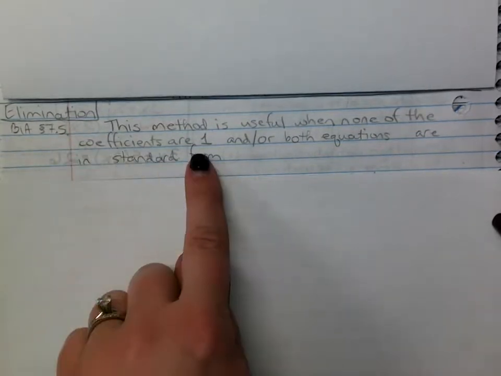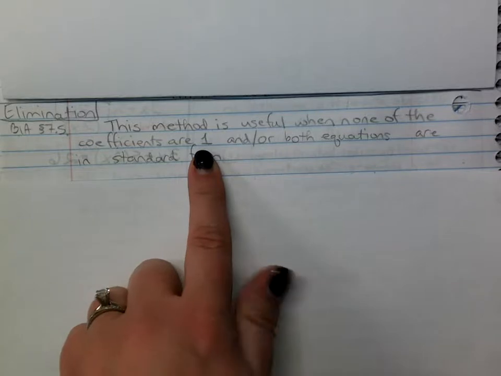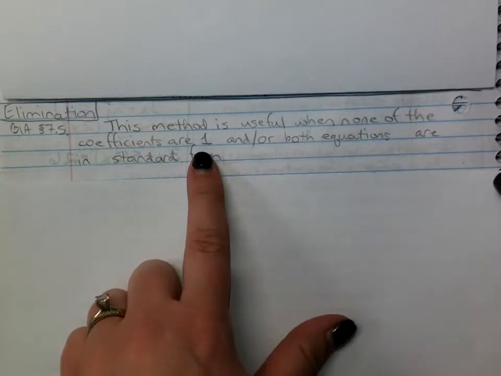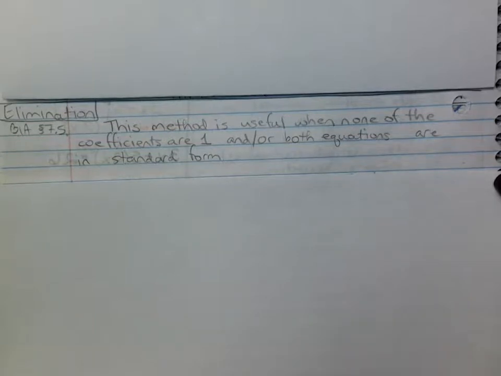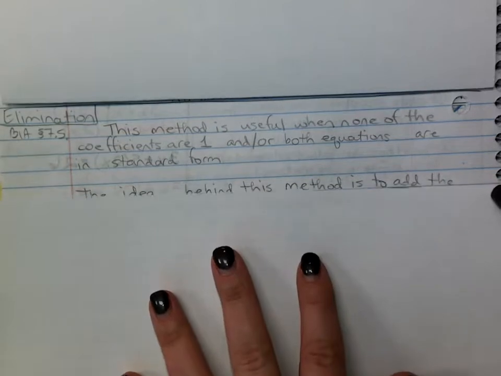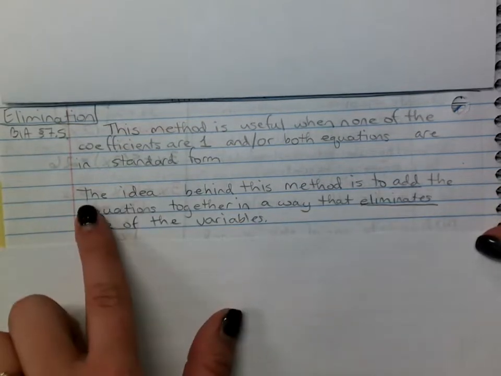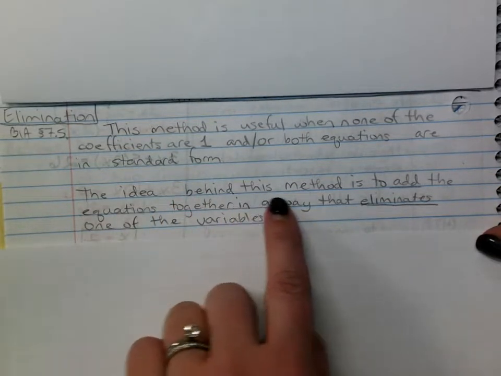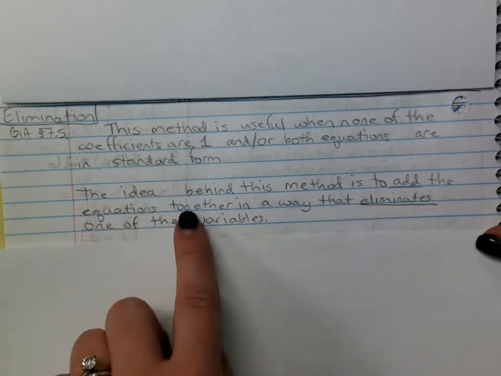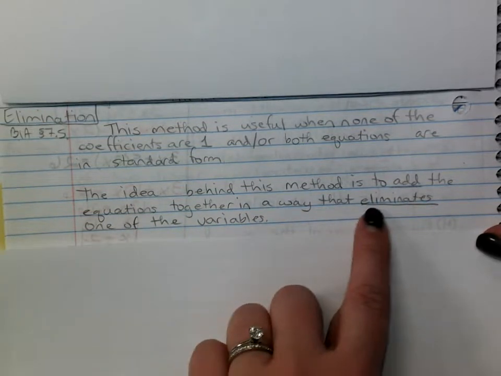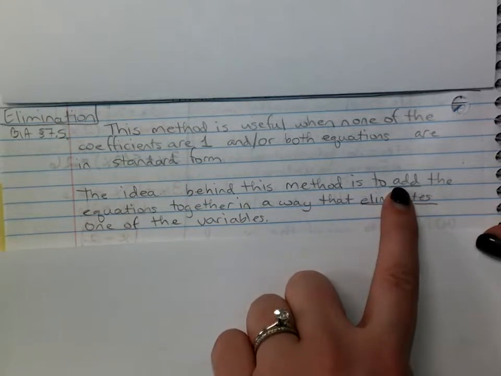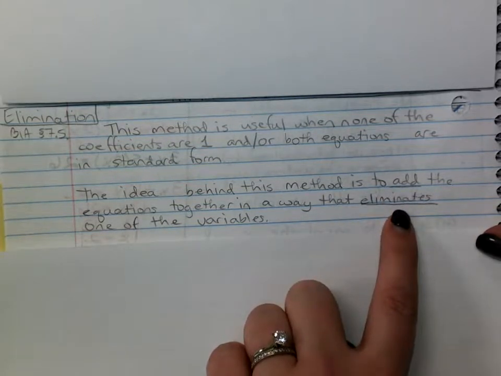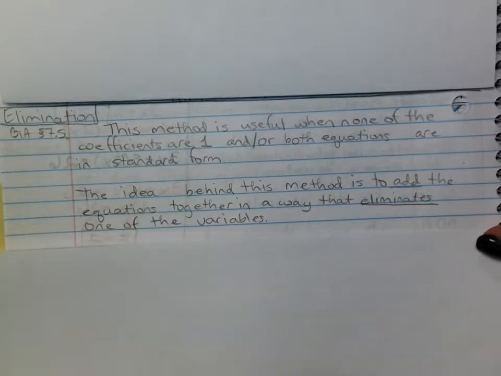Or when the coefficients are not 1, when they're 2, 3, 4, some other number, it helps to use the elimination method. Some textbooks call this the addition method, so you might have learned it as the addition method or the elimination method. It's the same idea. The idea behind this method is to add the equations together in a way that eliminates one of the variables. It just depends on the textbook.